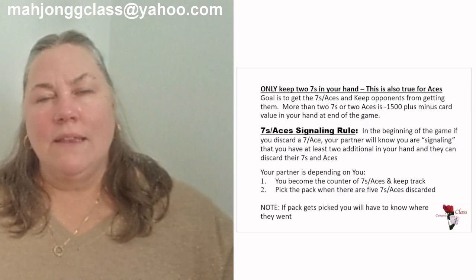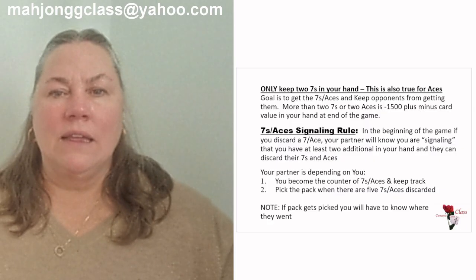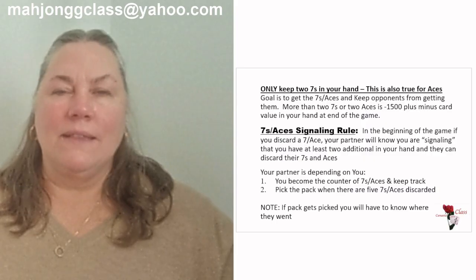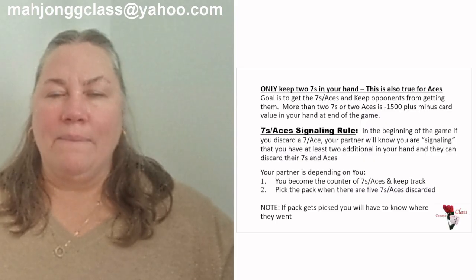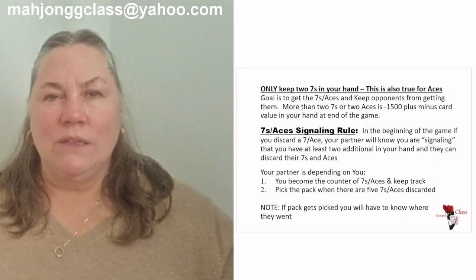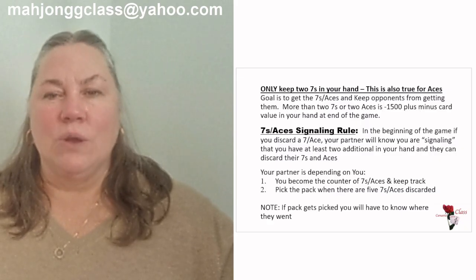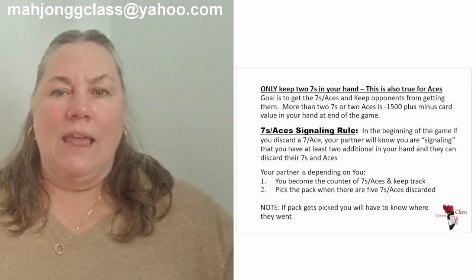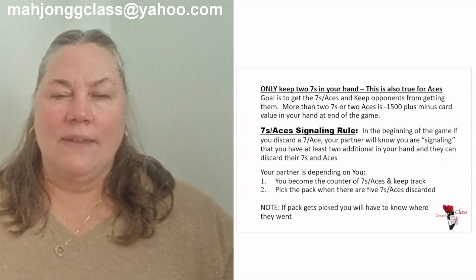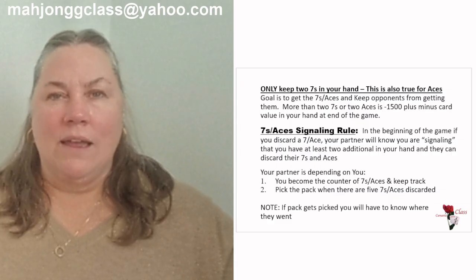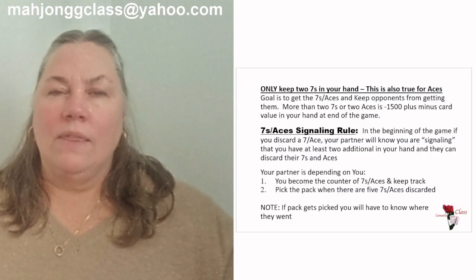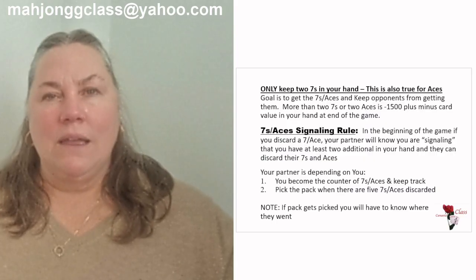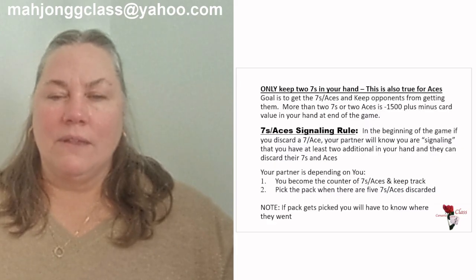So if you pick a 7 and you already have 2 7s in your hand, you discard a 7, signaling to your partner that you are becoming the keeper of the 7s. You are promising her or him that you will always keep 2 7s in your hand, and you begin counting them in the discard tray. You hold on to those 2 additional 7s in your hand, and then they will discard their 7s and or their aces based on your signal. This would work in the reverse manner if your partner discarded a 7 or an ace. Depending on who discards them, they're the keeper of the 7s or aces.